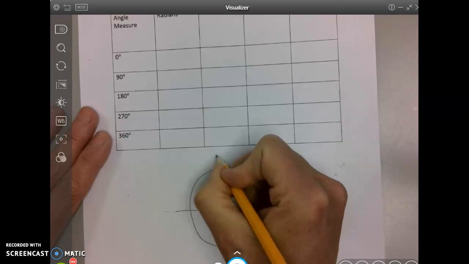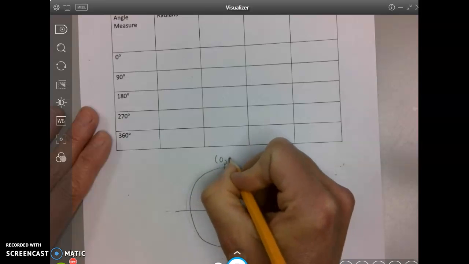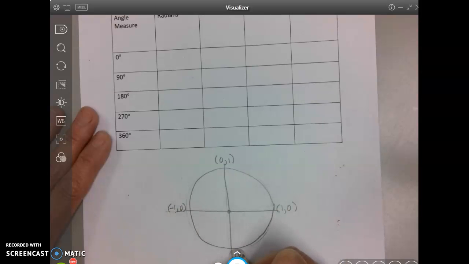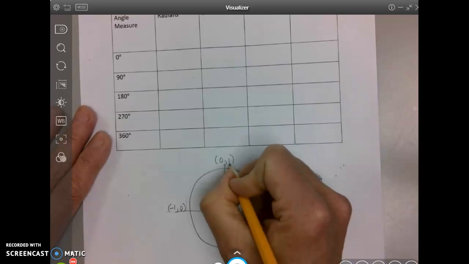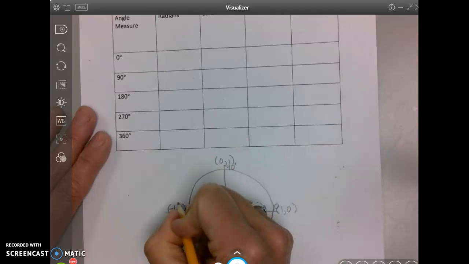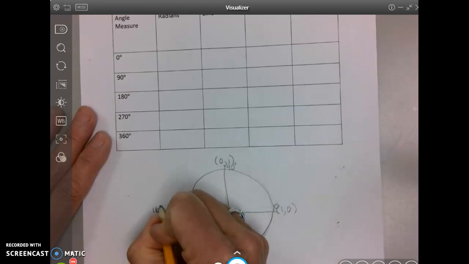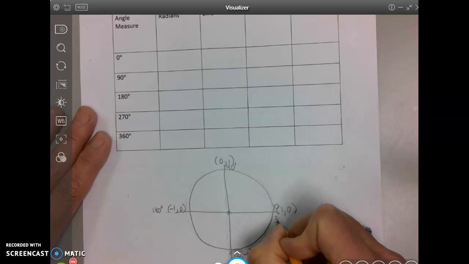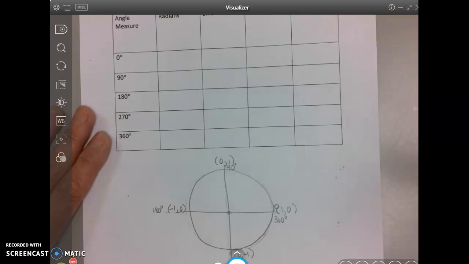This is 1 unit up, (0, 1), 1 unit to the left, that would be (-1, 0), 1 unit down is (0, -1). Then I go ahead and I write in my degrees: 0, 90, 180, 270, and back to 360.